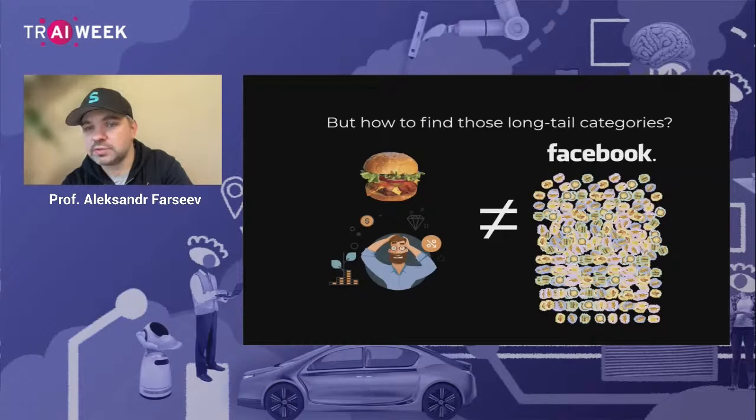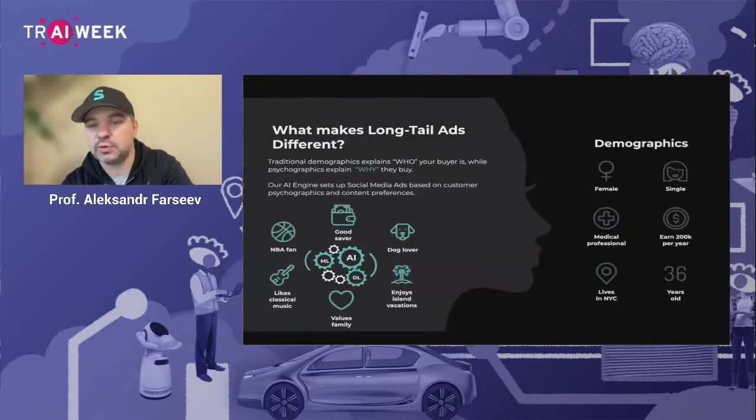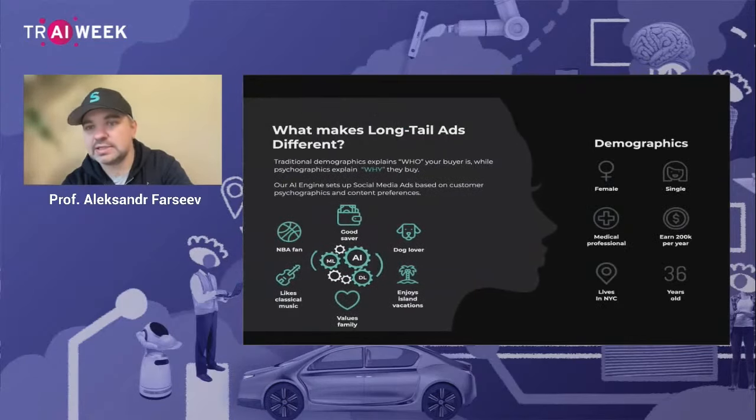And as long as you have a technology that assists you to find this, that could be a very good job. So how does it work? Well, instead of targeting ads through the most common things, the demographics and straightforward targeting, you are going to use the why-they-buy type of audiences, the psychographics of the people. So instead of targeting females, medical professionals living in New York, you could target dog lovers, people who enjoy islands, family, NBA, classical music, etc.